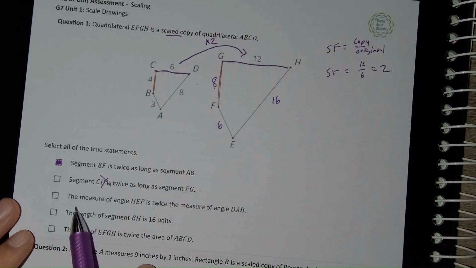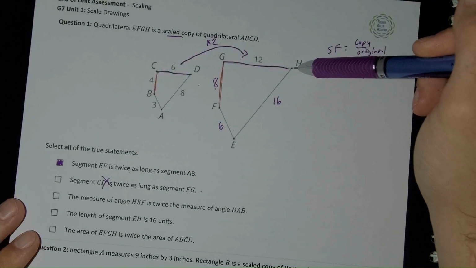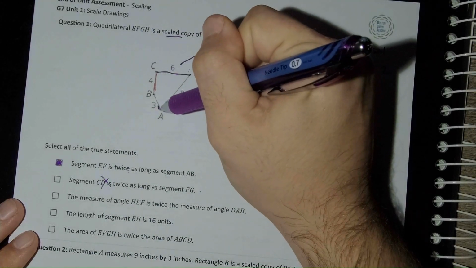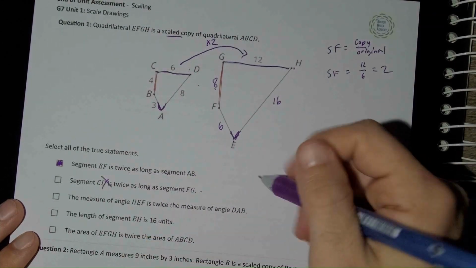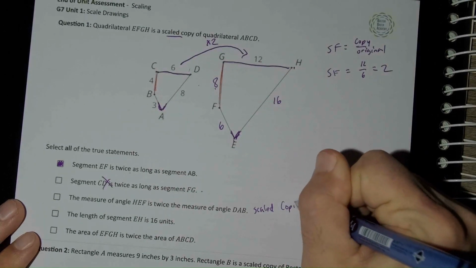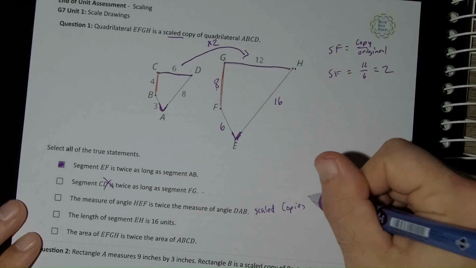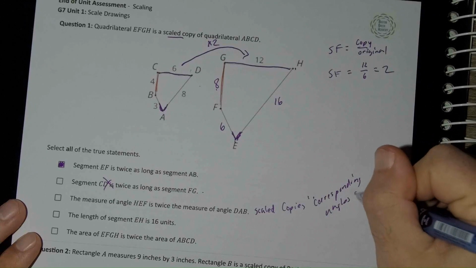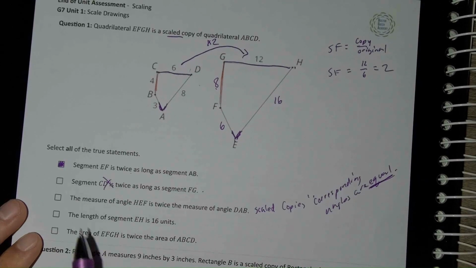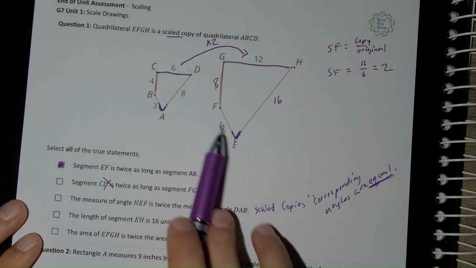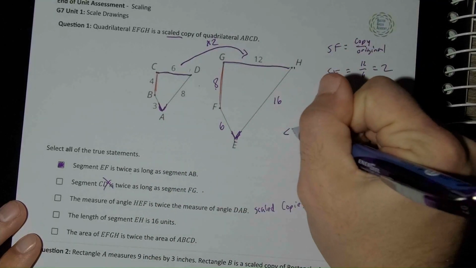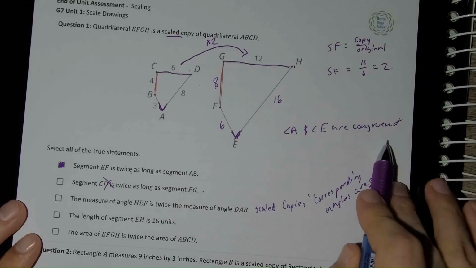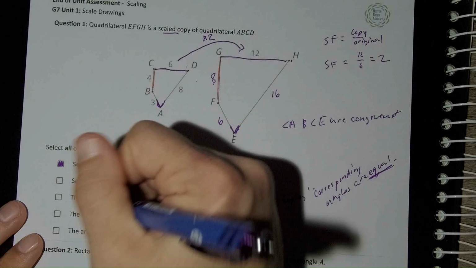They're not corresponding. Now this is saying the measure of angle HEF, so this angle here, is twice the measure of angle DAB, so this angle on the bottom. What's important to note is that in scaled copies, the corresponding angles are equal. That's an important concept. The corresponding angles here are congruent, so the measure of the two angles is equal. Angle A and angle E are congruent, which just means that the measure of angle A and the measure of angle E is equal. So this one's not it either.